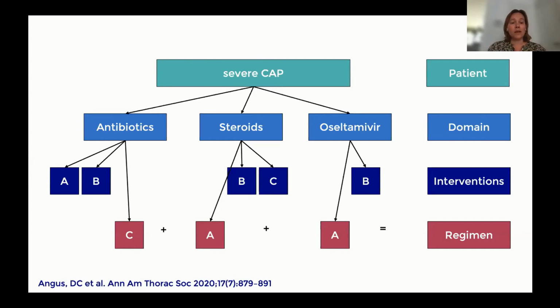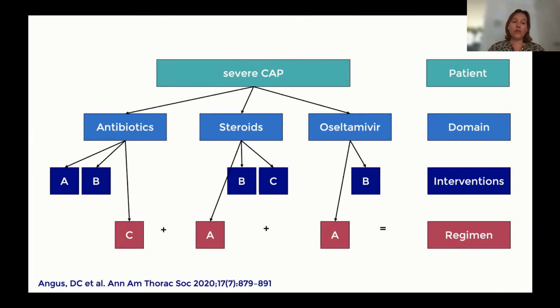So if a patient is then eligible for the antibiotic domain, eligible for the steroids domain, and has influenza as cause of their CAP, which makes them eligible for the oseltamivir domain, they then get assigned 1 intervention within each domain. So this is like participating in 3 trials at the same time, except you can now also assess the interaction between the effect of antibiotics and steroids and oseltamivir. So that's one of the cool features of the trial. So the patient then eventually gets assigned a whole regimen of treatments. They get antibiotic C within that domain, they get steroid strategy A, and they get oseltamivir strategy A. So their regimen is CAA.